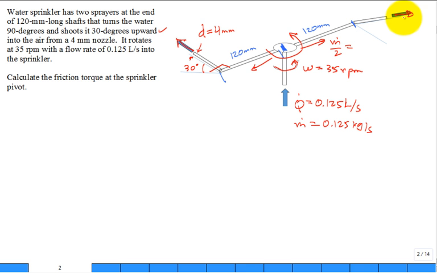Okay, but there's a friction torque at the sprinkler pivot. If this is a real problem, which way would the torque be applied to the sprinkler pivot? Against the direction, wouldn't it? So the torque would be in this direction, and we can use T for torque. Some symbol for torque, okay? Or you could use moment of the force, and you know that that's torque. Well, how in the world are we going to solve for the torque?